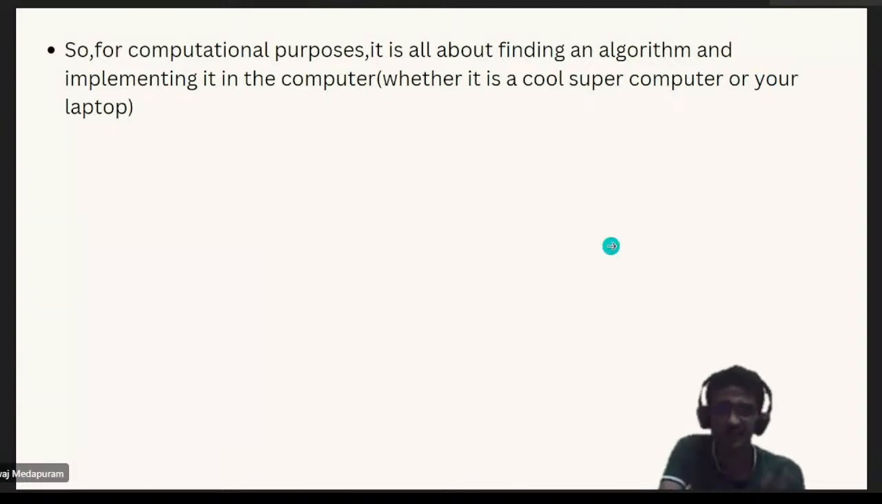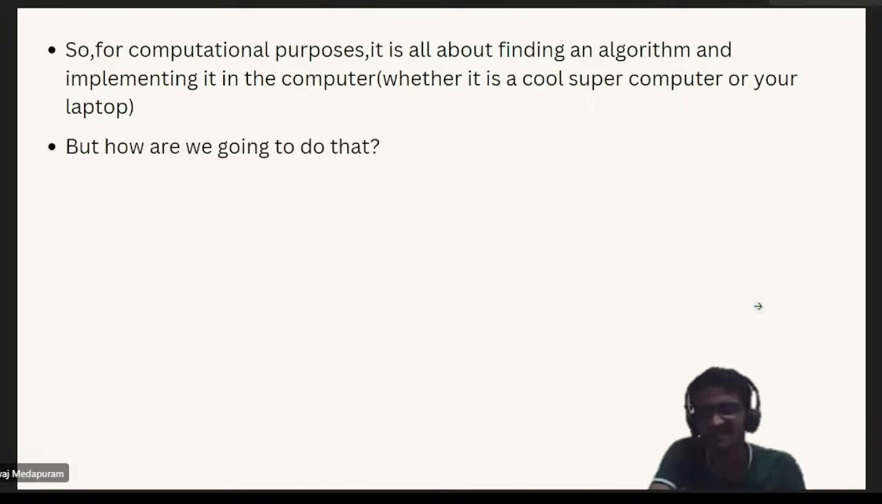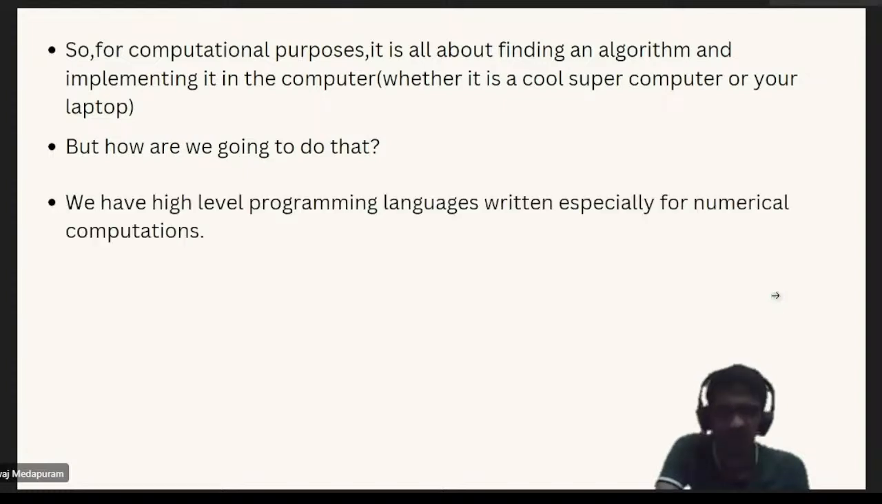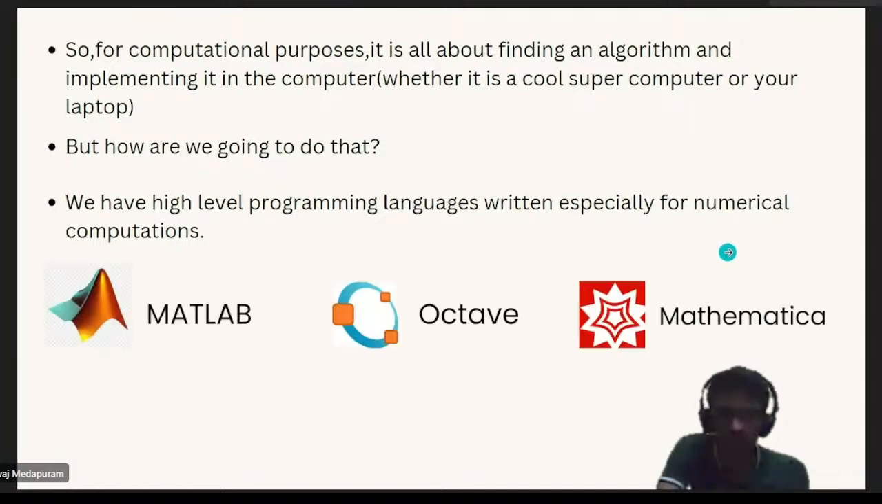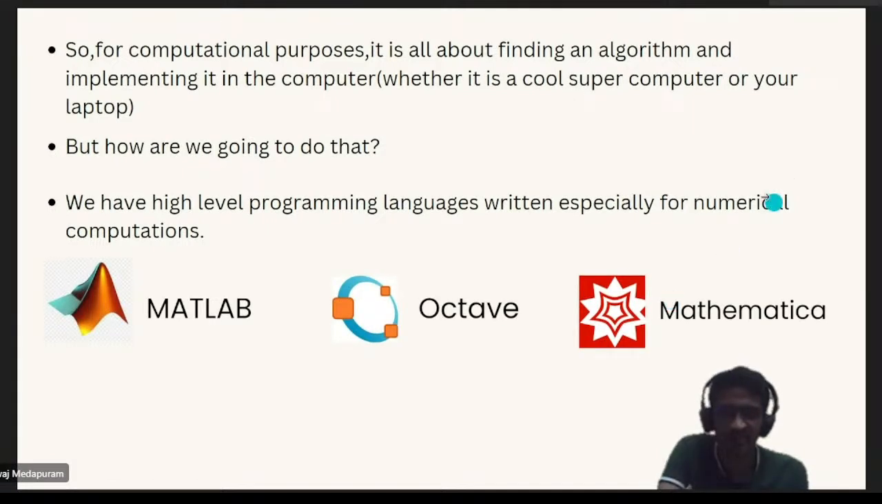Whether it may be a laptop that you are viewing right now, or a cool supercomputer in IIT Madras, it all depends on the computational strength of the system, how fast we are going to do it. But how are we going to do that? We have high-level programming languages. Apart from tools for scientific computing like NumPy in Python, we also have high-level programming languages written especially for numerical computations. These are MATLAB, Octave, Mathematica. There are others also, but these are the most prominent ones.